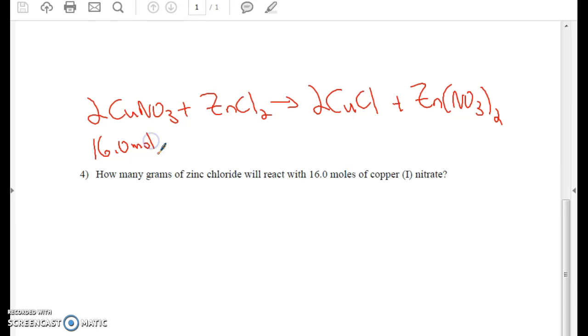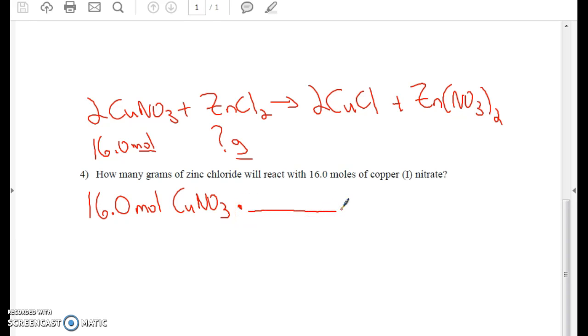16.0 moles. And how many grams of zinc chloride will react with it. So now we're starting off with moles and we're going to grams. Always write down what I give you first in the problem, and you're starting to see why I say always write down the units and whatever compound it is that goes with it. If you start leaving that stuff out, you are going to have a very hard time figuring out what step comes next. So now you have moles of copper 1 nitrate, so that'll go in the bottom. And what we want to end up doing is going from moles to grams. Moles of copper 1 nitrate to grams of zinc chloride.